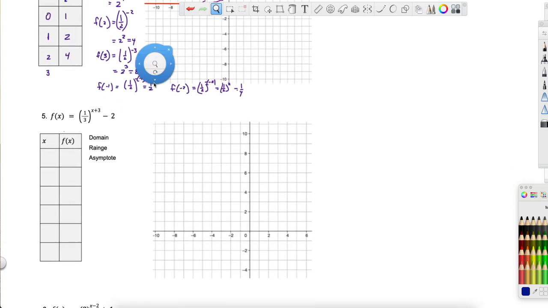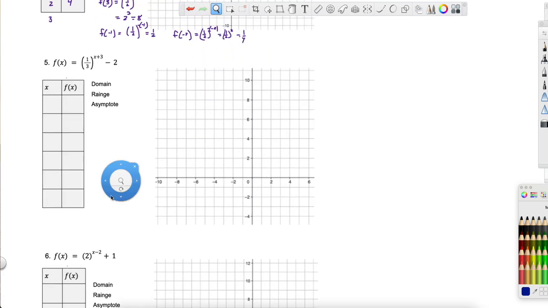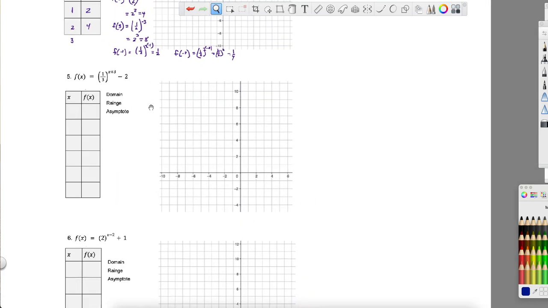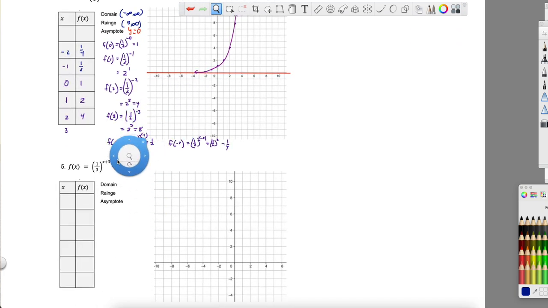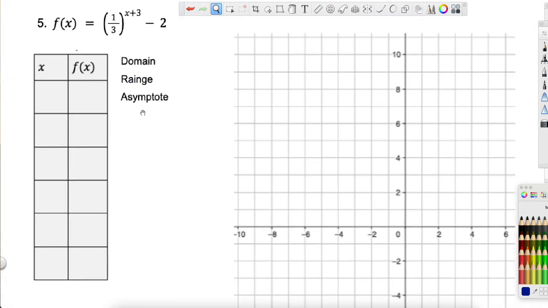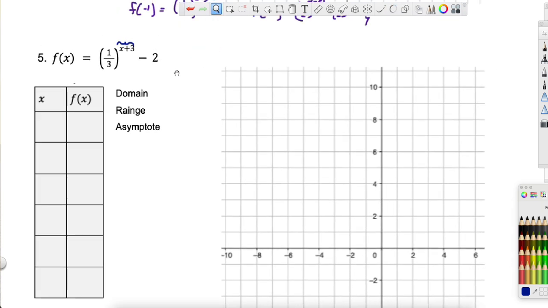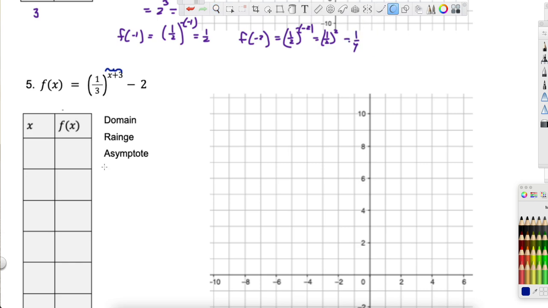Okay, number 5. So 5 and 6, we're changing stuff, all right? We are adding or subtracting, for one, outside the function, and then one with the exponent. We're doing both, actually, on this one. All right, let's see, what points do we want to use for this? Well, I want to get this base value raised to the 0 power. So x plus 3, what gives me a 0 in here? What gives me 0? A negative 3 for x, right?